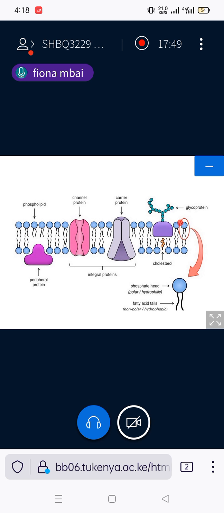We also learned that lipid molecules contain a phosphate head, which is hydrophilic, and then the tail, which is fatty acid, and it is non-polar and hydrophobic, hence repelling.